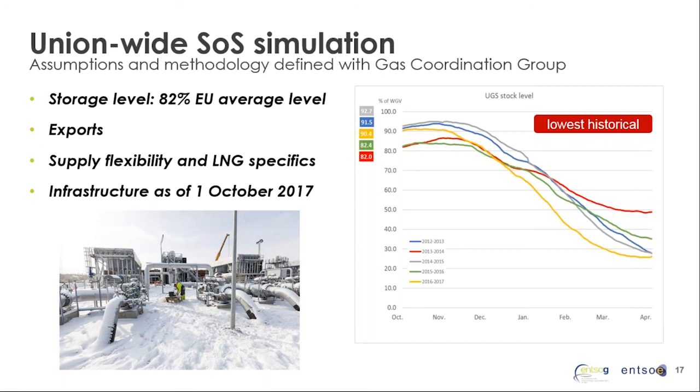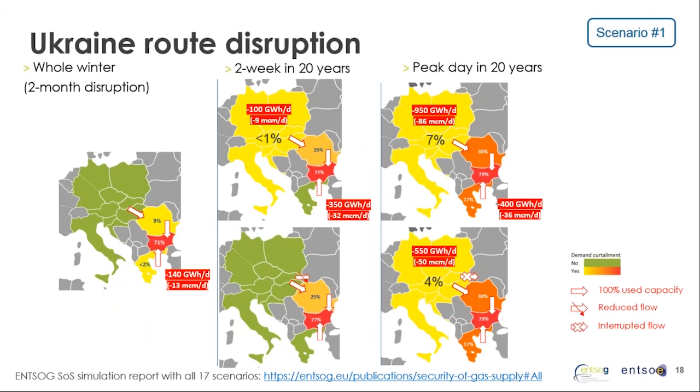Because this year it was not in the report, but you may still be interested in the Ukrainian route disruption scenario. This year, the Ukrainian disruption, as I told you, is one of the 17 scenarios we consider in the SoS report, as it is still a relevant situation, and so we assess it in this report. Let's have a quick look at it.